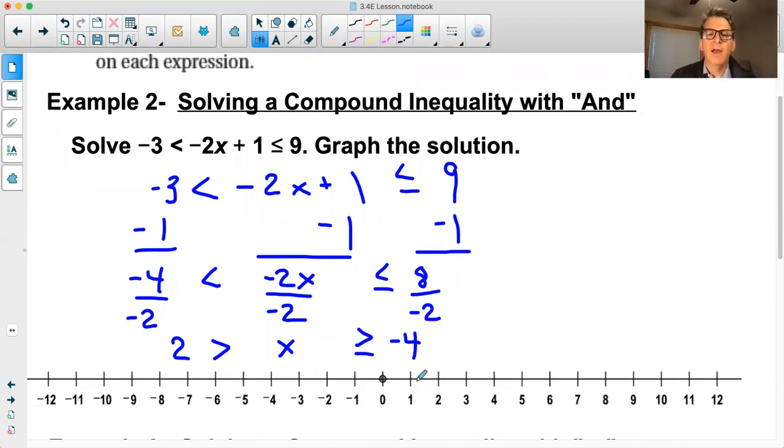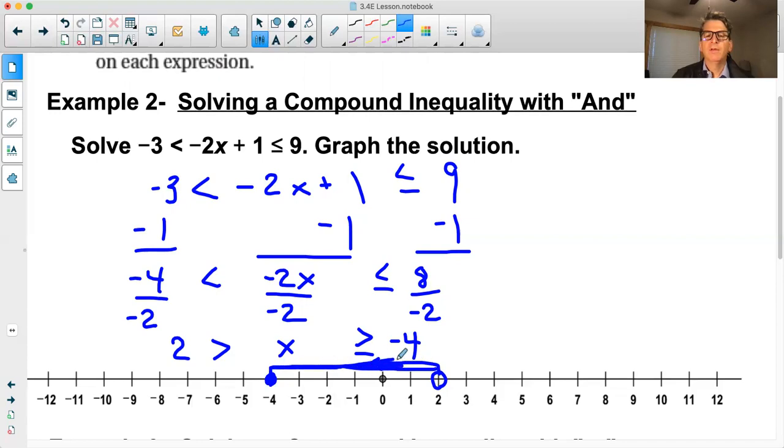Now, when you go to graph this, you've got the left side, x is less than 2. So we're going to put a circle at 2, and we're going to call that less than. And it also says that x is greater than or equal to -4. So at -4, we're going to have a solid dot. And x is greater than or equal to -4, so we're going to go greater than. And where these two meet, we have the solution.